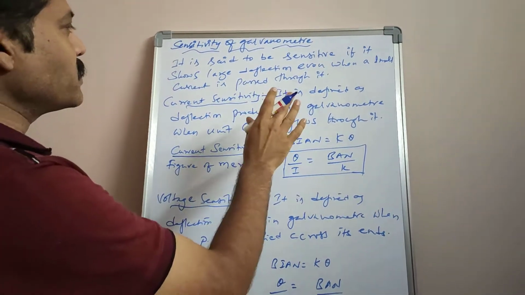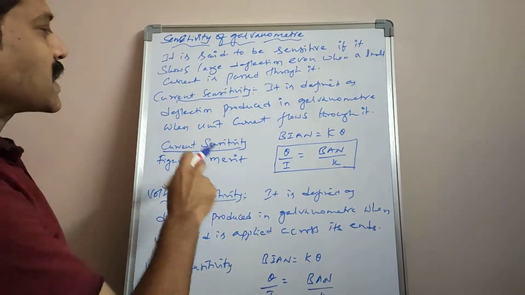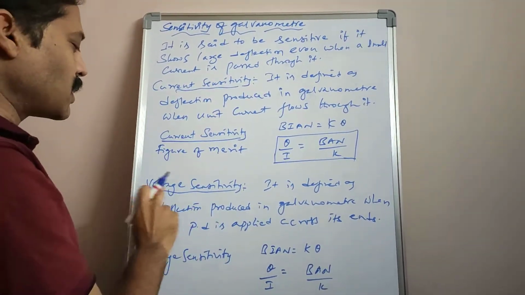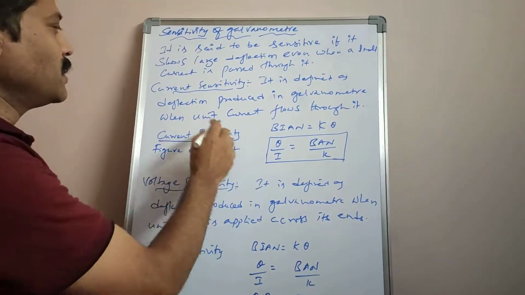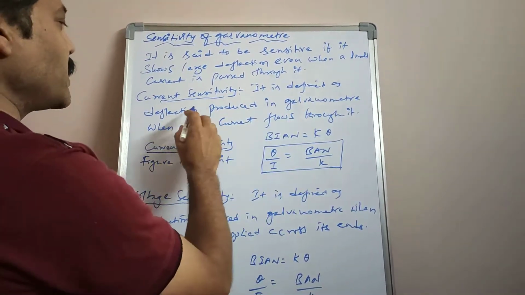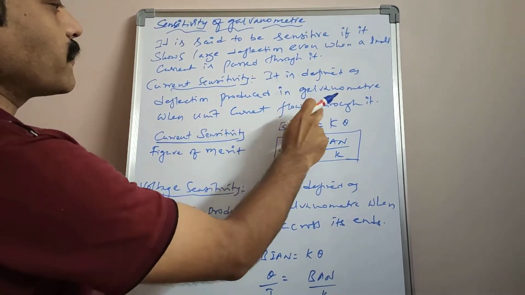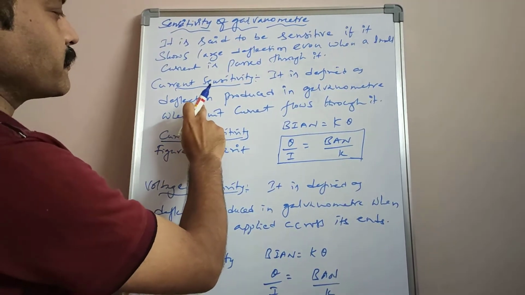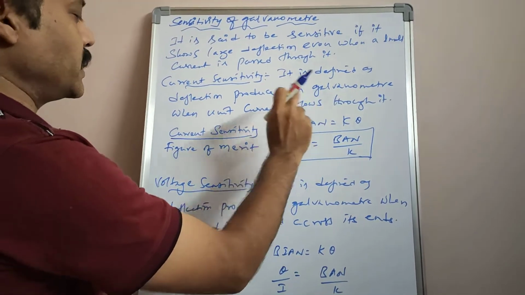Okay, so the question is: define sensitivity of galvanometer, or what is current sensitivity and how can we increase current sensitivity? What is voltage sensitivity and how can we increase voltage sensitivity? Current sensitivity is defined as the deflection produced in the galvanometer when unit current flows through it.